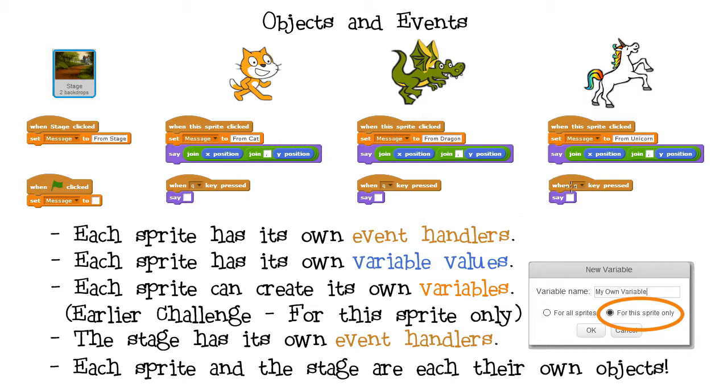As I discussed in an earlier challenge, just as each of the sprites has its own system variables, they can create their own variables using "for this sprite only." Each sprite would have the variable myOwnVariable, but each myOwnVariable would be unique to each of the sprites. I hope this diagram helps show how each sprite and the stage are each their own objects.